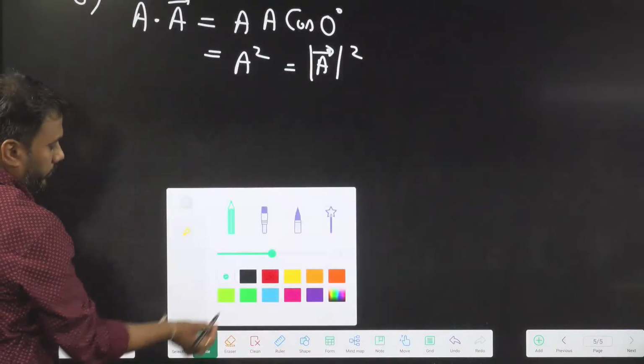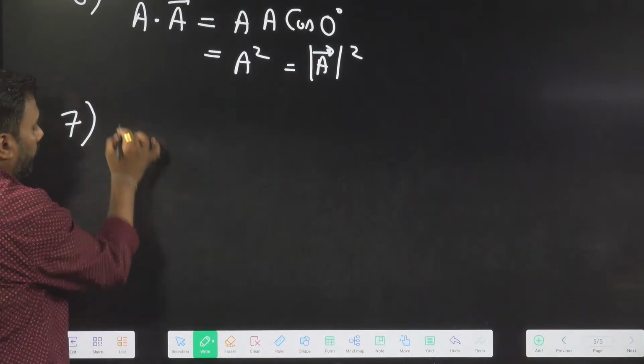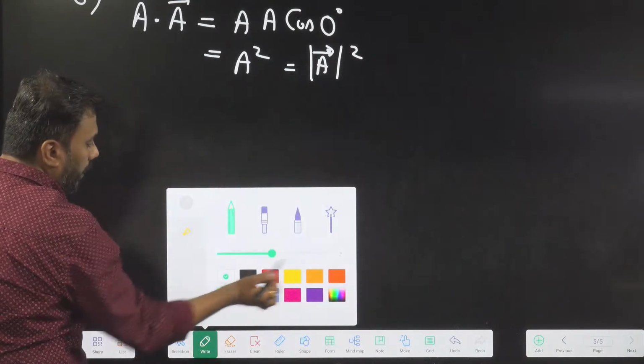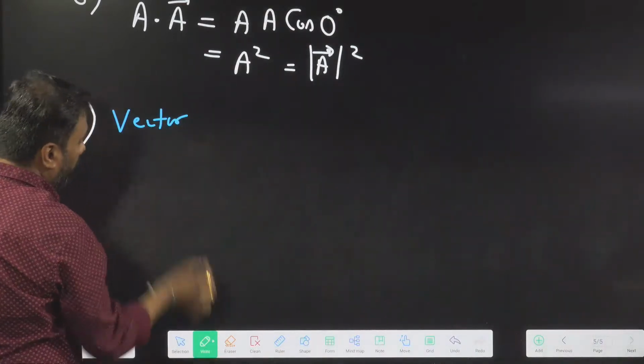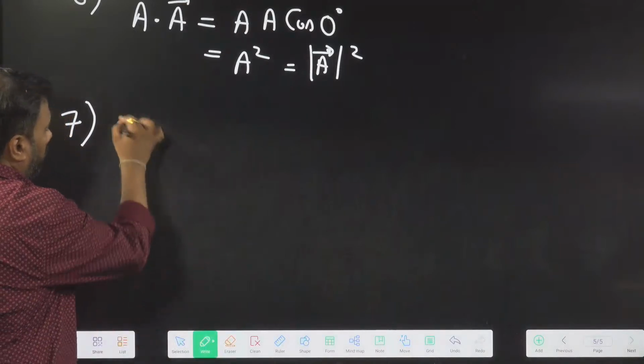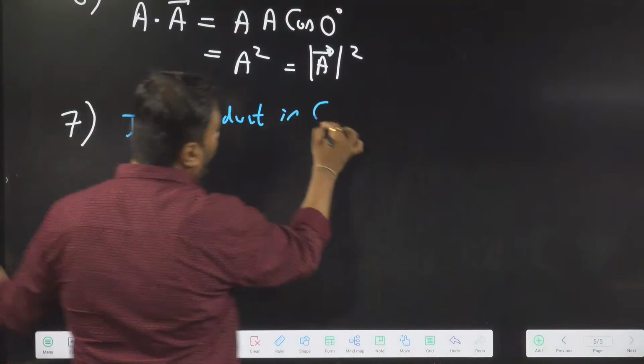Seventh, how to multiply vectors in component format. Vector multiplication in component format. Vector multiplication, no, scalar product or dot product, in component format.